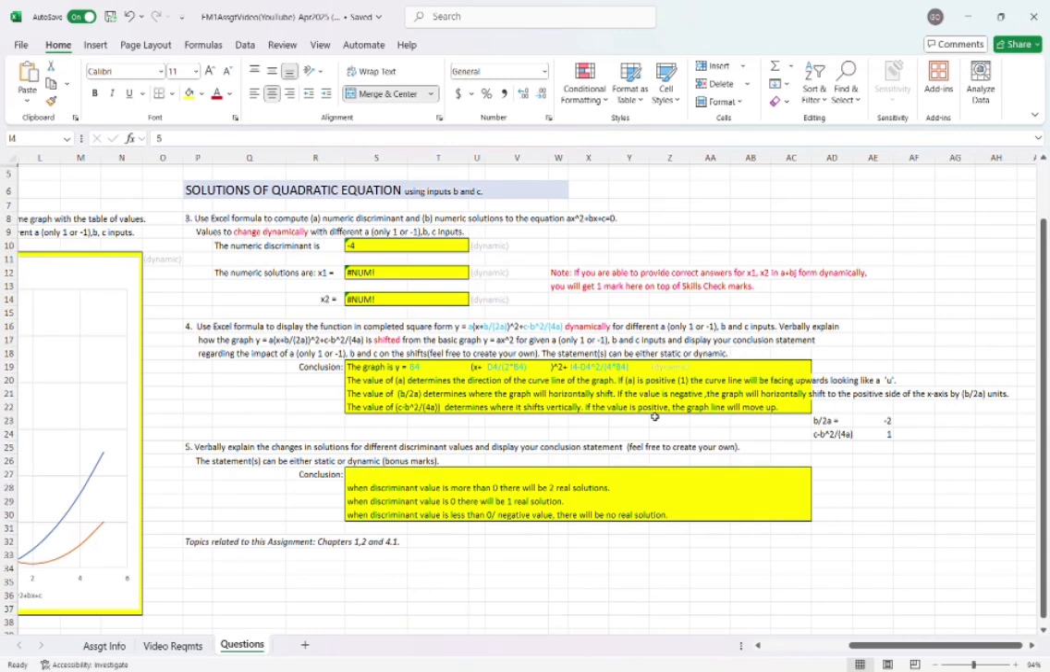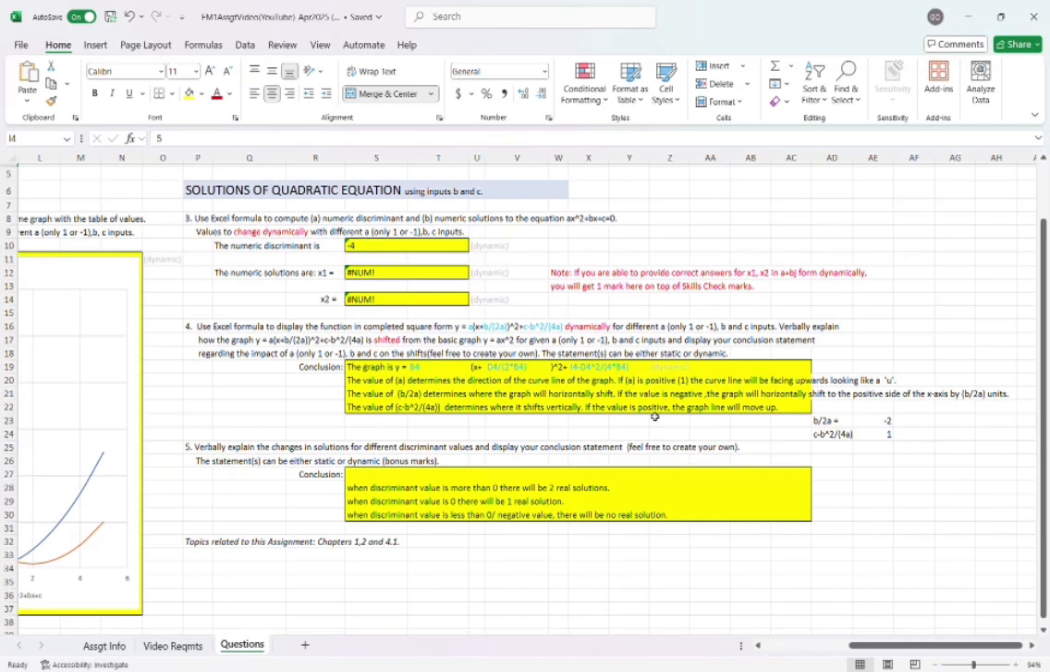The value of c minus b squared over 4a, which is our I4 minus D4 squared over 4 times B4, determines where the graph shifts vertically. In this case, the value is positive, hence the graph line will move up. And if the value is negative, the graph line will move down. Now, let's move on to question 5.